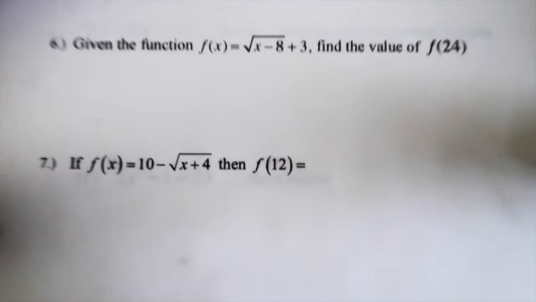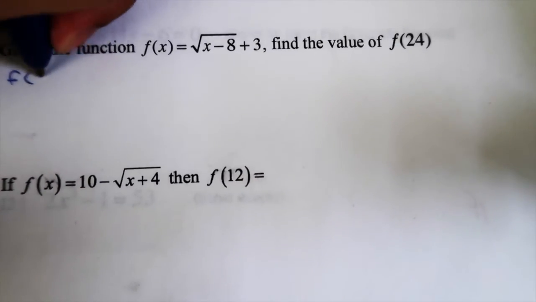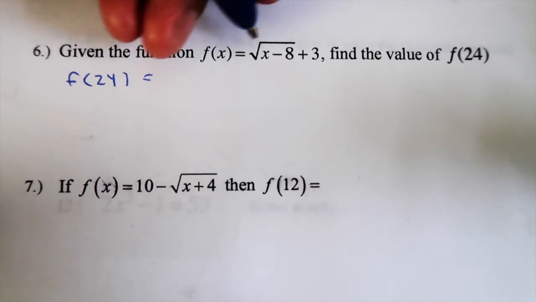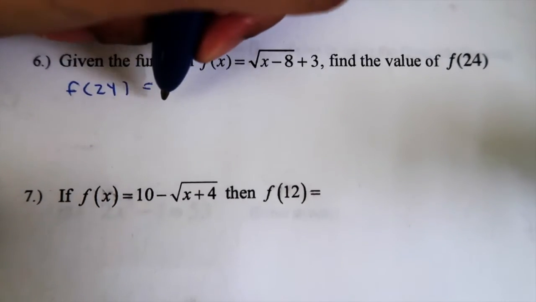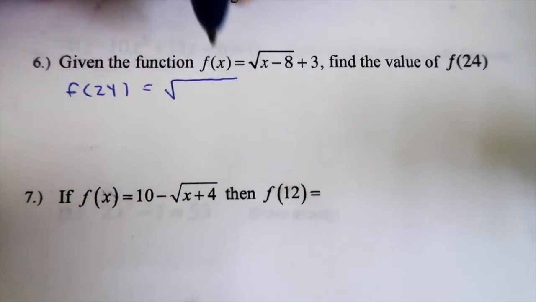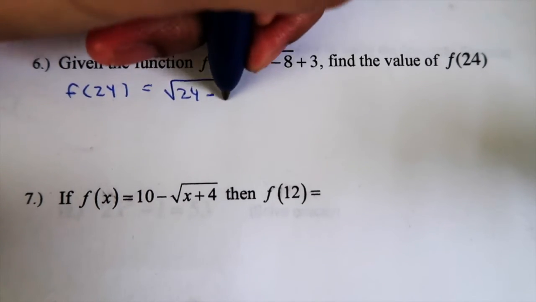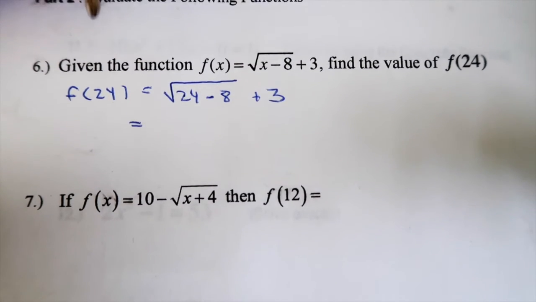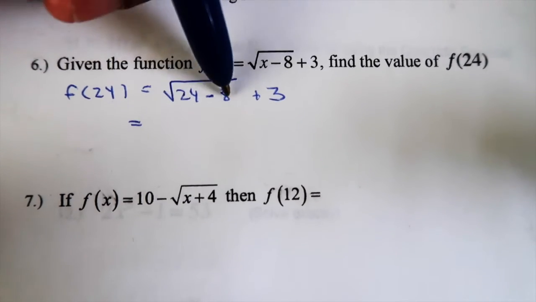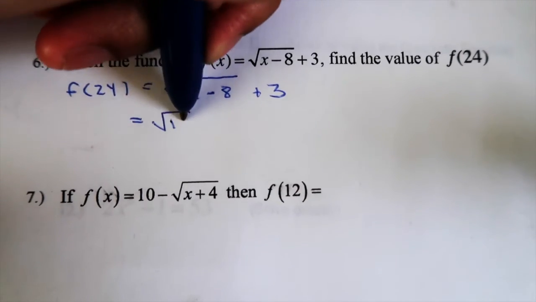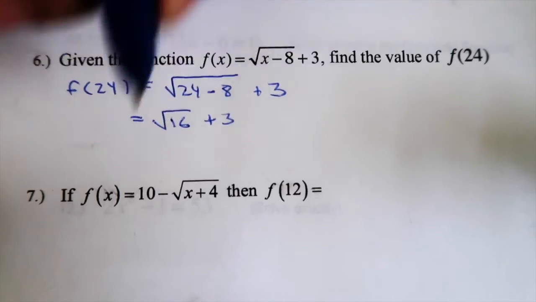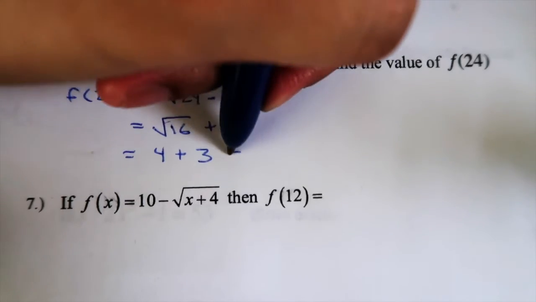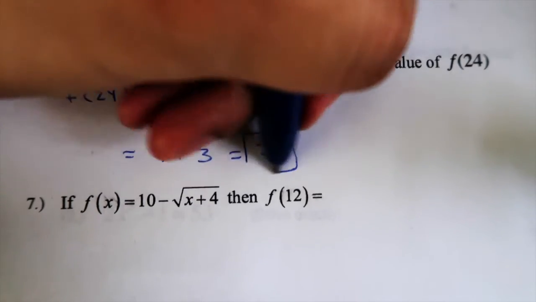So we're going to plug in our number. So we have f of 24. And whenever we have 24, we're going to plug it in where we see an x. So we have square root of 24 minus 8, plus 3. And 24 minus 8 would be square root of 16 plus 3. The square root of 16 is 4. So 4 plus 3 equals 7. And that's our final answer.